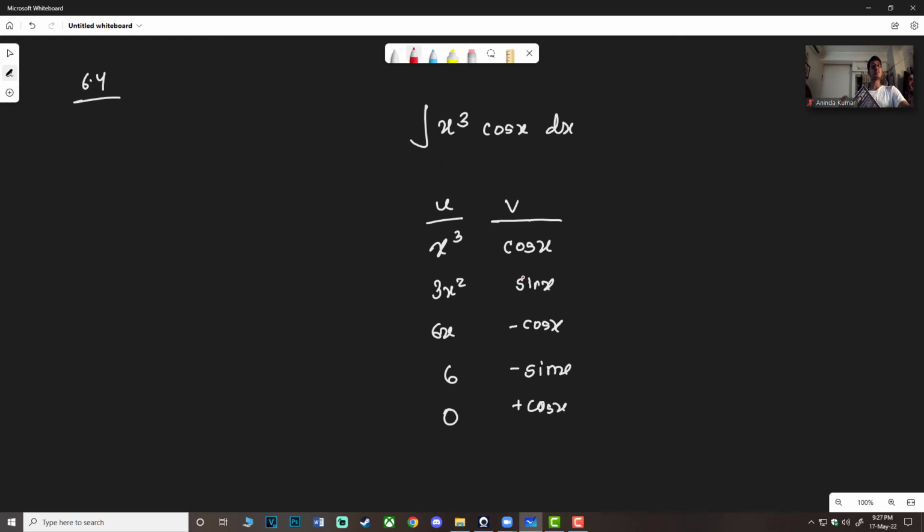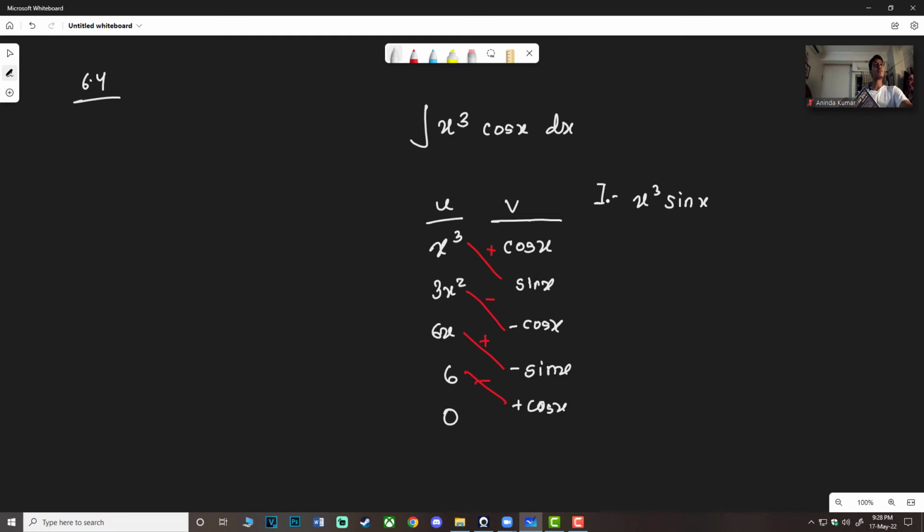Next step in this method is to draw this type of lines, and I will show you why I have drawn these lines. And then put your signs like this, plus, minus, plus, minus. The target here is to do this, x cube into sin x.